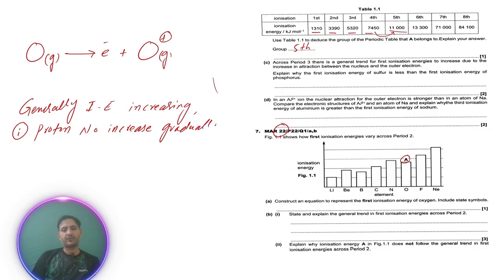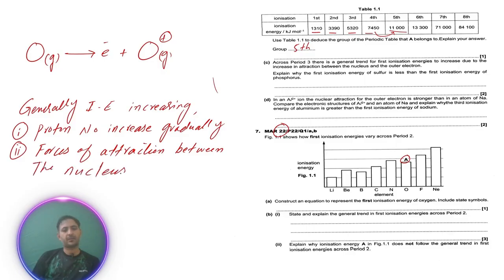Because of this proton number increasing, the forces of attraction between the nucleus and outer electrons increase.